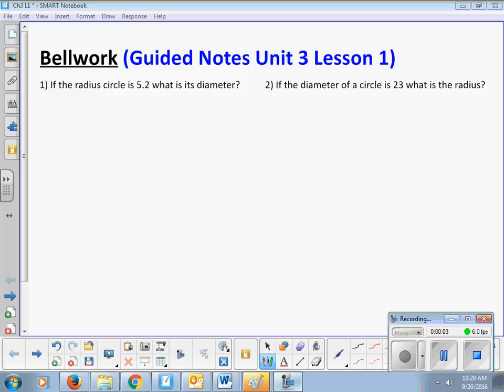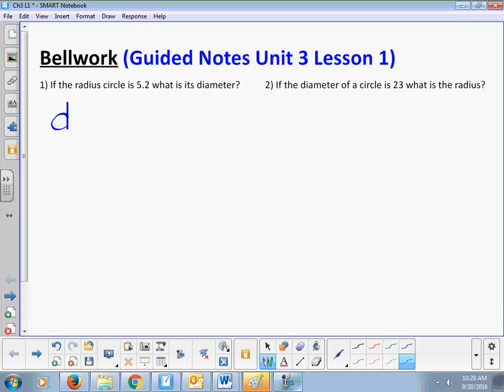So for the first lesson of Unit 3, your Bellwork problems, we want to find the radius and diameter, whichever one we're not given. So if you think about it, if you are given the radius, what do you have to do to the radius to find your diameter? In a circle, the radius goes halfway and the diameter goes all the way across, so we'd have to multiply it by 2.